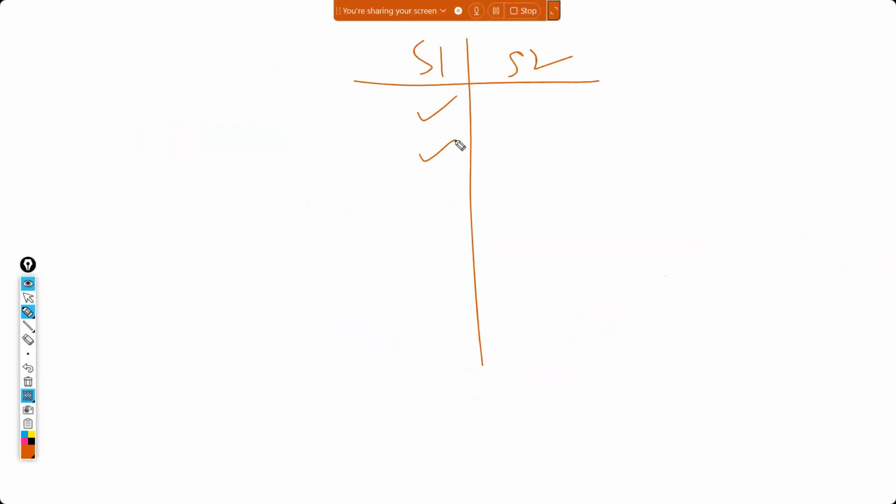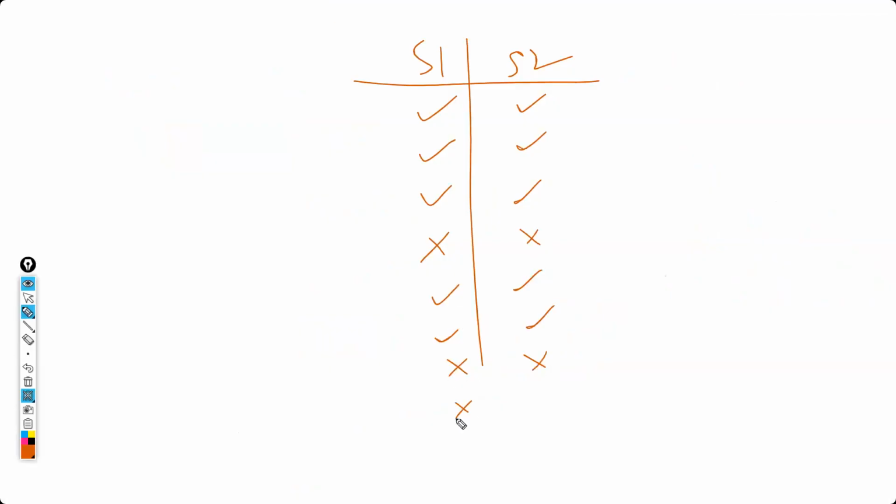For example, in this class, let us take two students. Student 1, student 2. The first student is present on the first day, and the second student is also present on the same day. One day this student is absent, and on the same day the other student is also absent. Again present, present, absent, absent. Now, what is the correlation between them? They are 100% correlated.